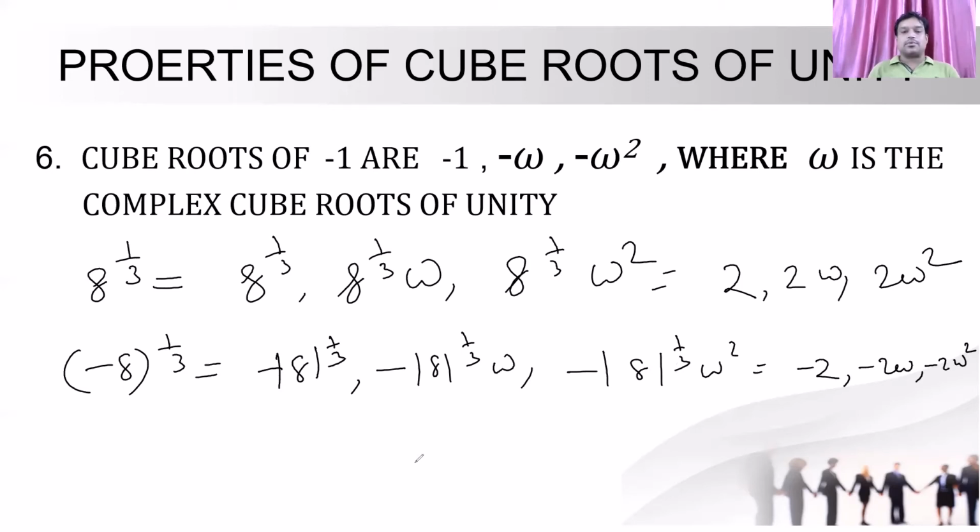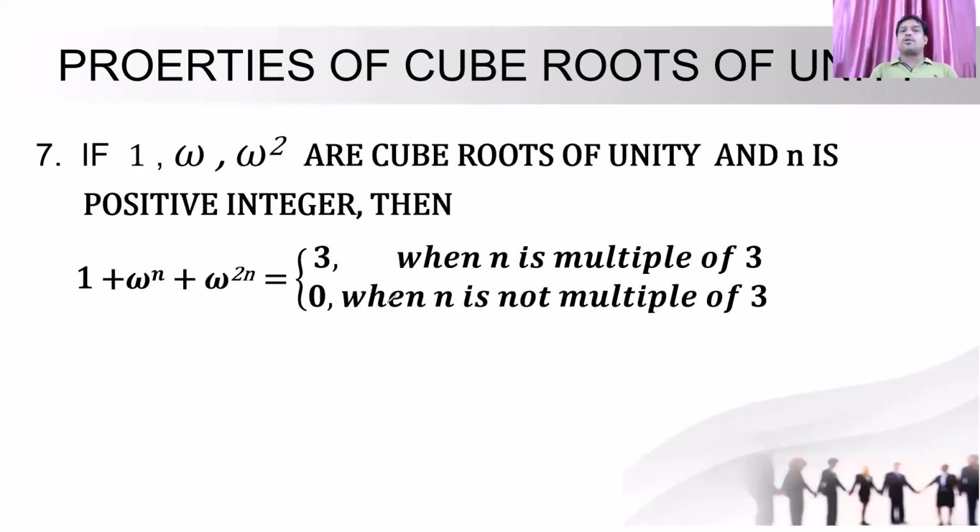Okay, so next we come to the next topic. If 1, omega and omega square are cube roots of unity and small n is a positive integer, then 1 plus omega to the n plus omega to the 2n equals 3 when n is a multiple of 3, and 0 when n is not a multiple of 3.